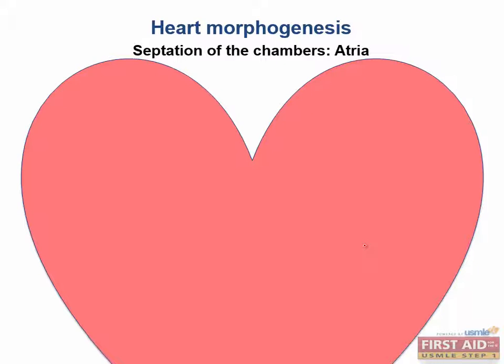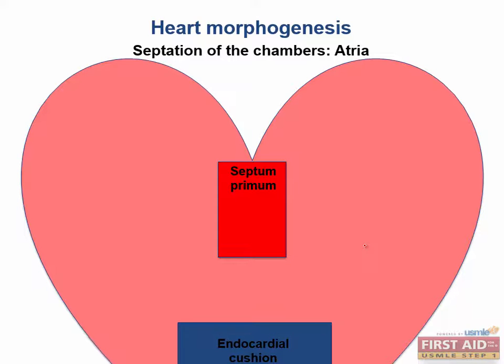Alright, now let's move on to septation of the chambers, starting with the atria. The names of the structures involved in the development of the atria will guide your understanding of what initially seems to be a rather confusing sequence of events. So a segment of tissue begins to grow from the top of the atria. This is the septum primum. It's the first septum, so it is called the primum, which is first in Latin. The septum primum begins to grow downwards towards the endocardial cushion that is sitting in the atrioventricular canal.